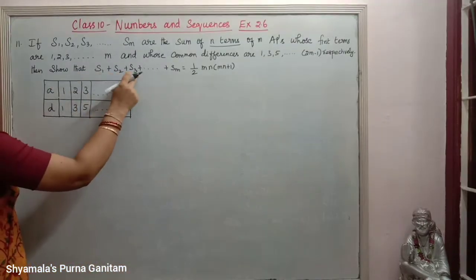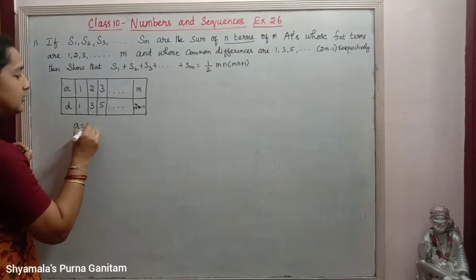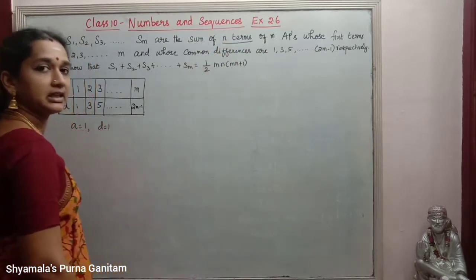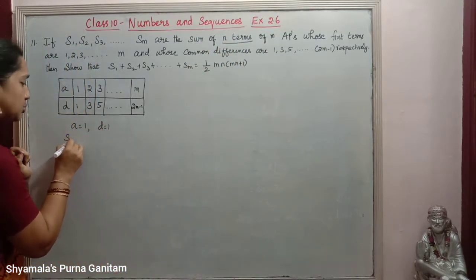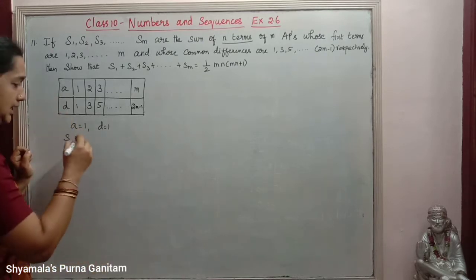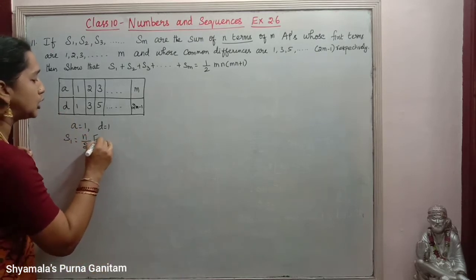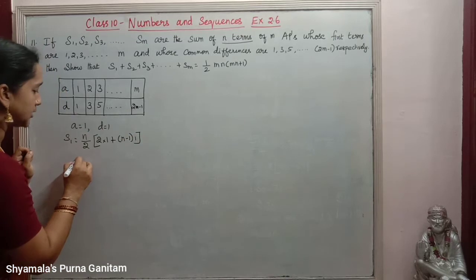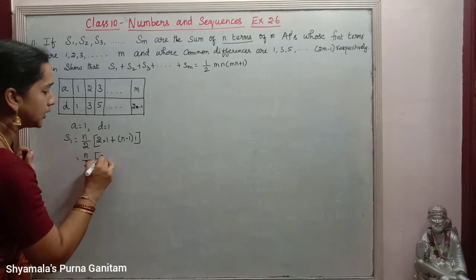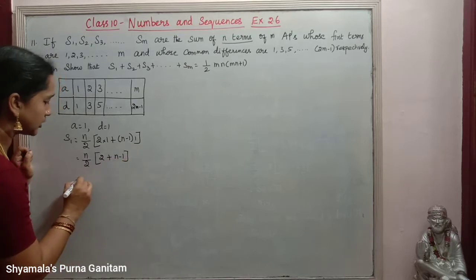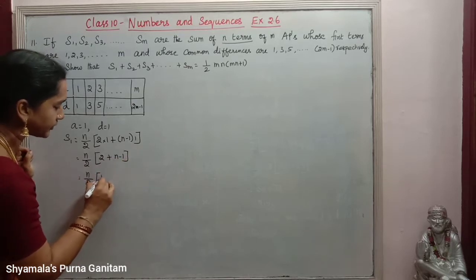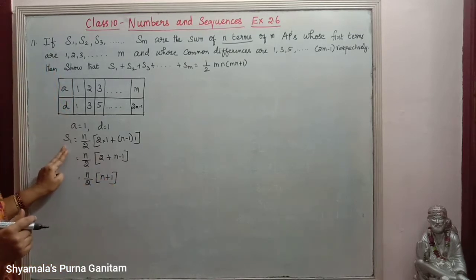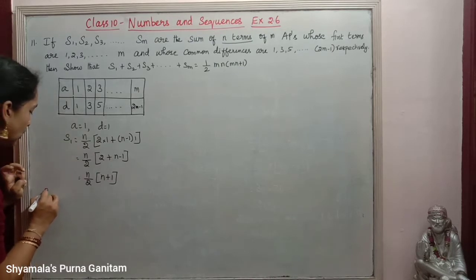Okay, you will find S1, S2, S3 and all. For that, A is given as 1 and D is given as 1. In the question it is given sum of n terms of the AP. So S1 is equal to, number of terms is n, so n by 2 into 2A, A is 1, plus n minus 1 into common difference 1. So this is equal to n by 2 into 2 plus n minus 1. So this is equal to n by 2 into n, 2 minus 1 is 1, so n by 2 into n plus 1. So this is S1.